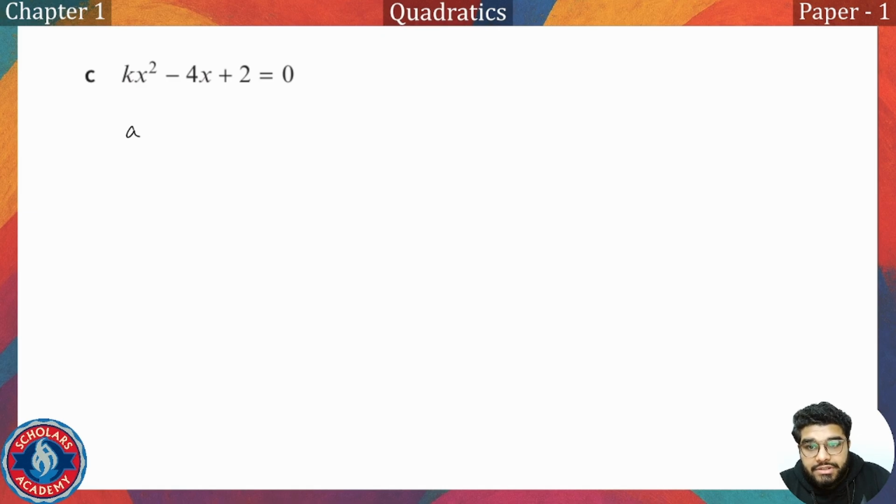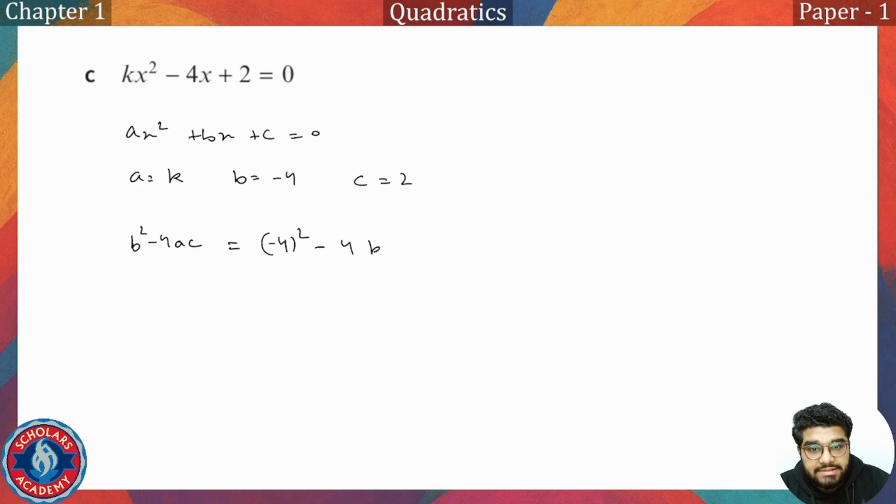Comparing it with the general equation ax square plus bx plus c is equal to 0, we get a is equal to k, b is equal to -4, and c is equal to 2. We find the value of discriminant, that is b square minus 4ac, that is equal to now -4 square, b square minus 4 times a, that is k, and times c, that is 2, right? So we get now square of 4 is 16 minus 8k.